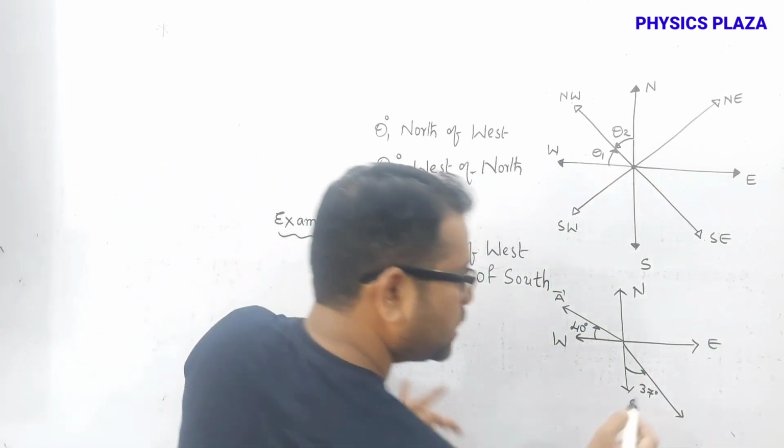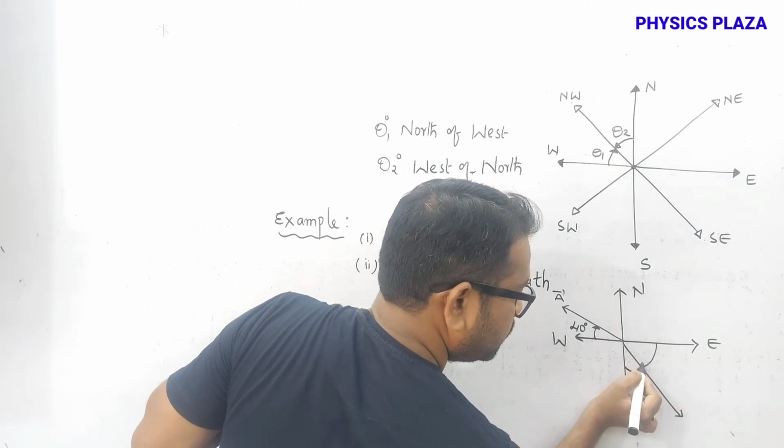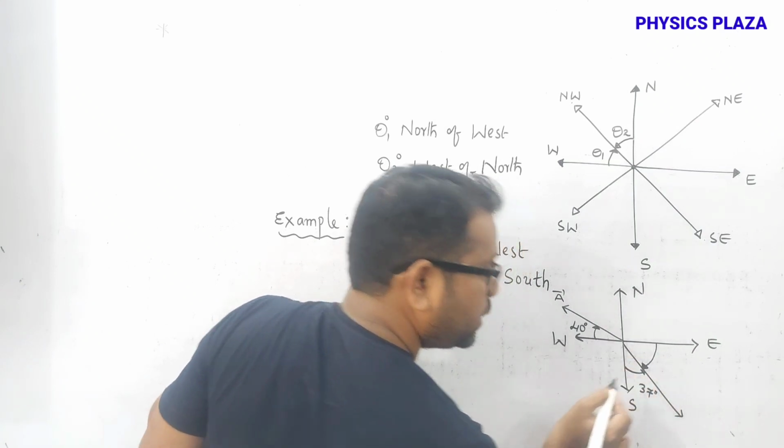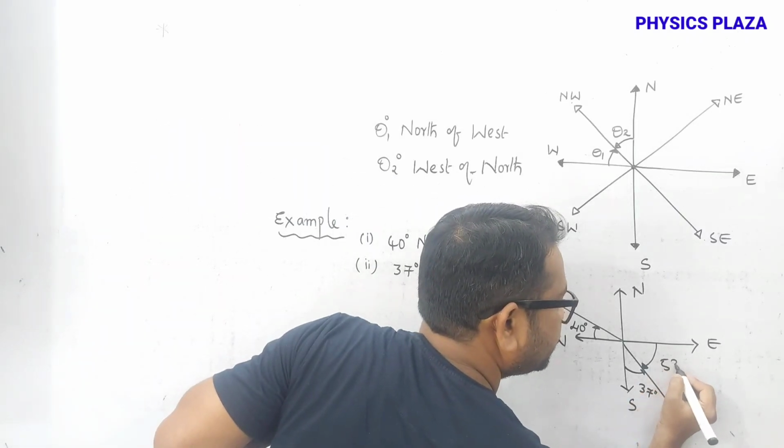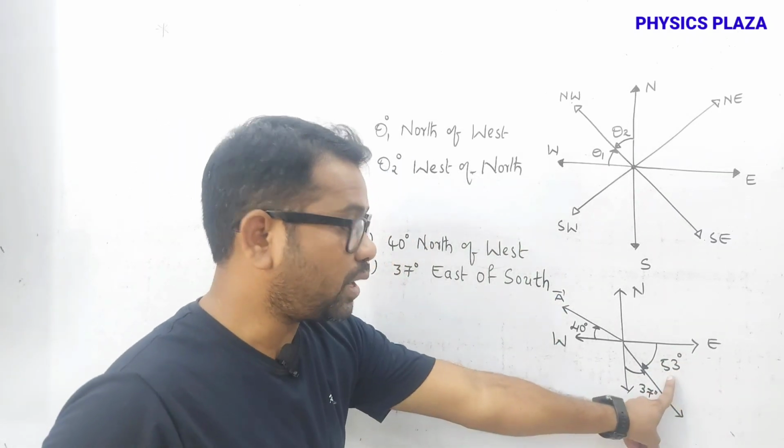Try to understand, 37 degrees. From here it will be how much? Look at here. From here it will be how much? Try to understand, so very simple. So this will be 53 degrees, right? 53 degrees. But how can I write this?